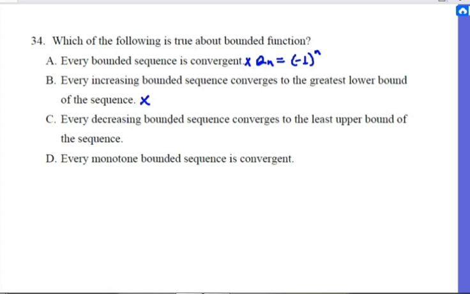C: Every decreasing bounded sequence converges to the least upper bound of the sequence. This is also wrong. It should converge to the greatest lower bound. So C is also false. D: Every monotone bounded sequence is convergent. This is the correct statement. A sequence will be convergent if it is both monotonic and bounded. Therefore, the true statement about bounded function is D.